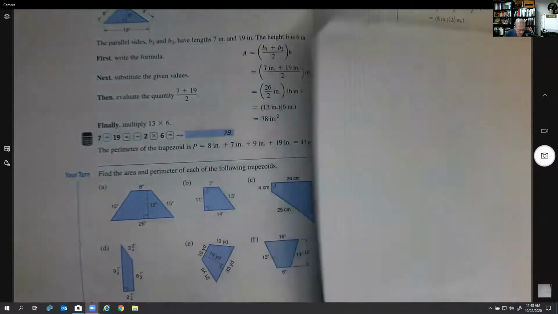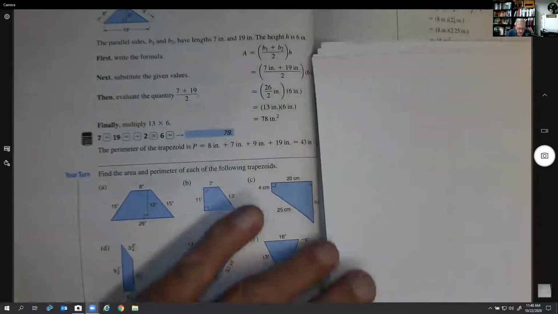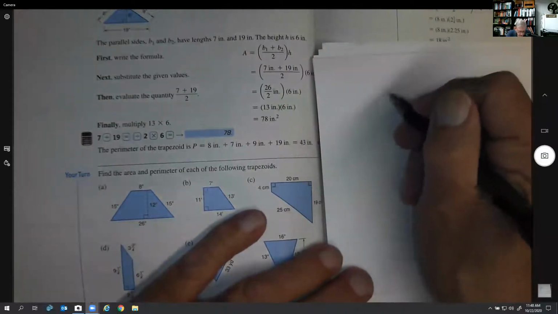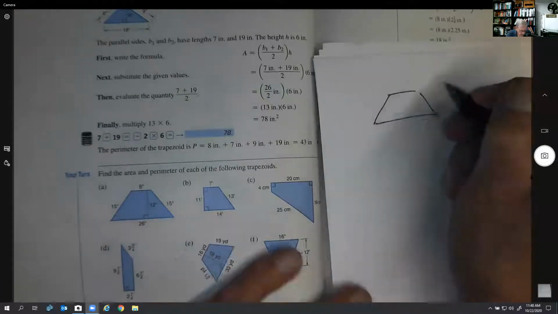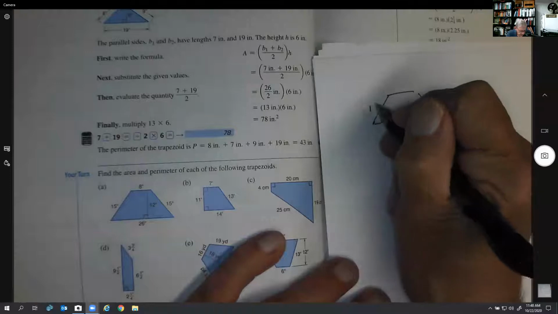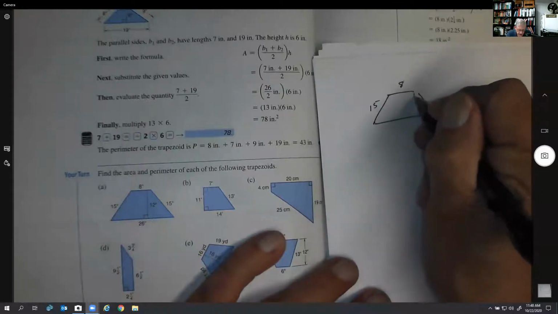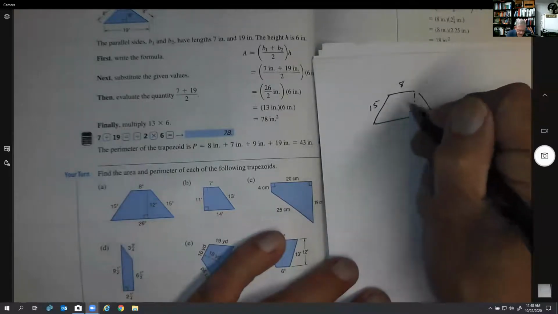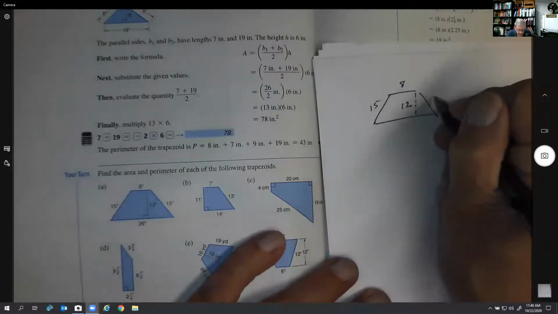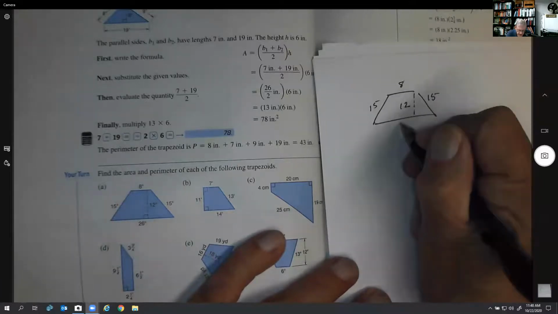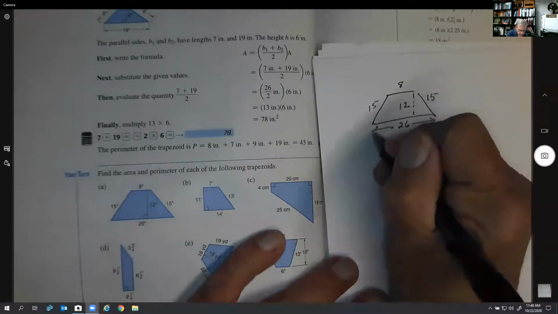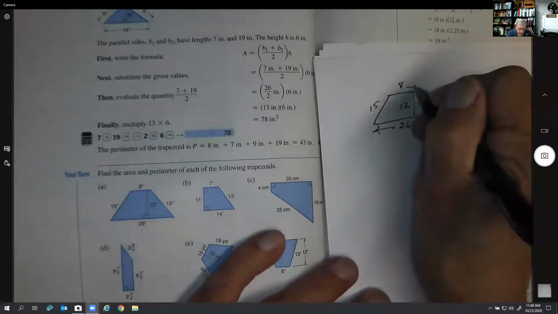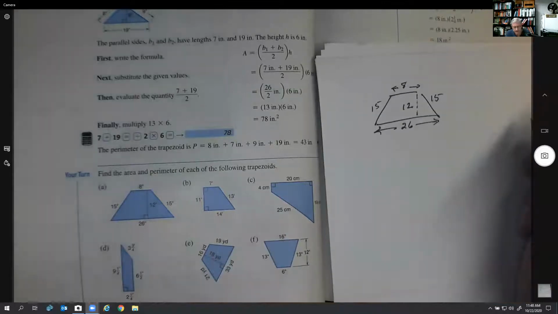So I'm going to try the first problem right here and see if I can do it. Sometimes it helps to draw the picture. This is 15, 8. Notice there's a dotted line. That's indicating height. This is 15. And we're assuming that this 26 is the base all the way across here. Probably should have put arrows, but they didn't.